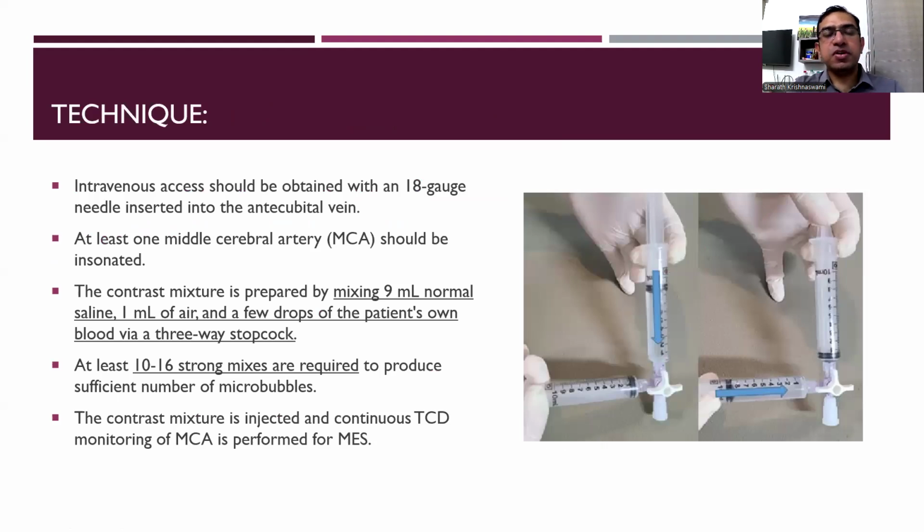So how do we do this bubble test? You first establish an intravenous access with an 18-gauge needle into the antecubital vein. You insonate at least one middle cerebral artery. You mix 9 ml of normal saline, 1 ml of air, and a few drops of the patient's own blood via a 3-way stopcock, like this. You can mix it by giving at least 10 to 16 strong mixes. And then you inject this contrast media and do the continuous TCD monitoring of the MCA for the microembolic signals.